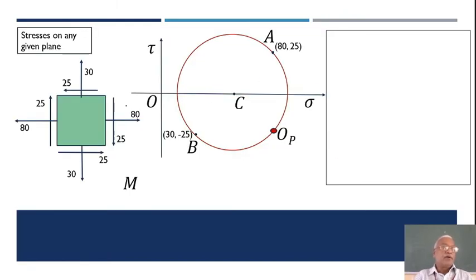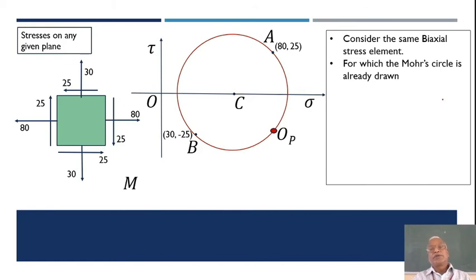Here there is already one biaxial stress element. We have discussed this with the same magnitudes, so consider the same biaxial stress element for which the Mohr circle is already drawn. You know how to draw it. The coordinates of the first vertical plane are 80, 25. This one is 30, minus 25. You just join them, you get a point on the x-axis, the point of intersection on the x-axis, and you draw the circle. That's how you have drawn it.